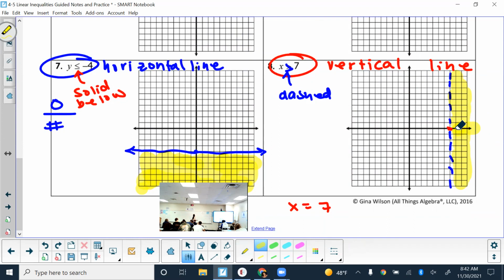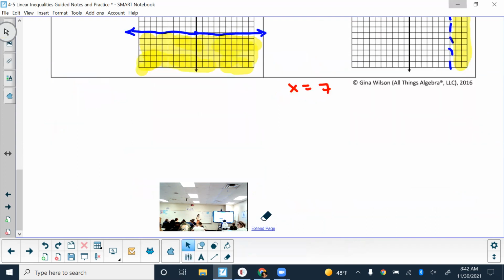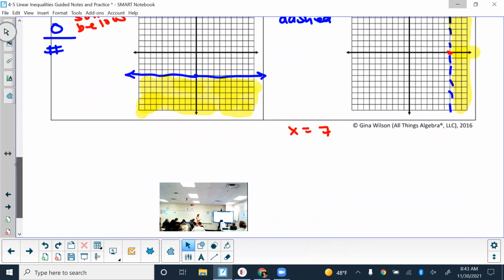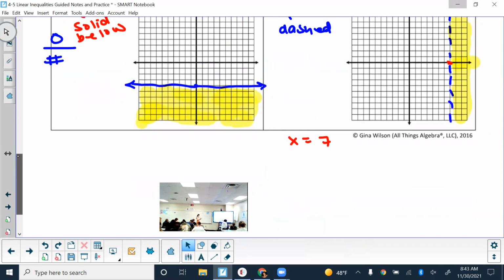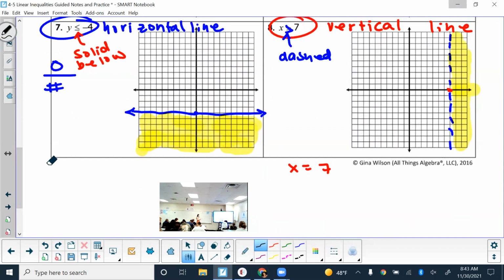All right, so that gives us a good chunk of time, like 23 minutes, to work on the practice. I want you to work on the practice from today, the 4-5 practice. But also, if you haven't done the 4-4 practice, the one about word problems for systems, then do that one too. So I'll be checking both while you are doing the exit ticket.